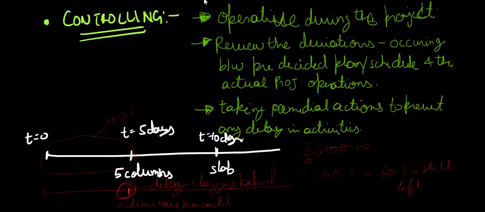So this is nothing but controlling. What we have done is we have measured the deviations from our actual project schedule, and now we are taking remedial actions to prevent the delay. So this is nothing but controlling. So these were the 3 phases of project management.